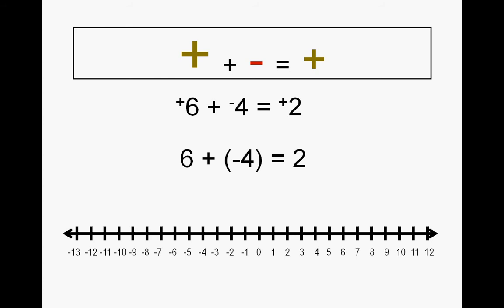And on a number line, it's going to look like this. We have a positive vector of 6 going to the right, but when we add our negative vector, it is going the opposite direction to the left. And so we end up at a positive 2. We don't have enough to go past 0 into the negative side, so we are still on the positive side, just less than 6.